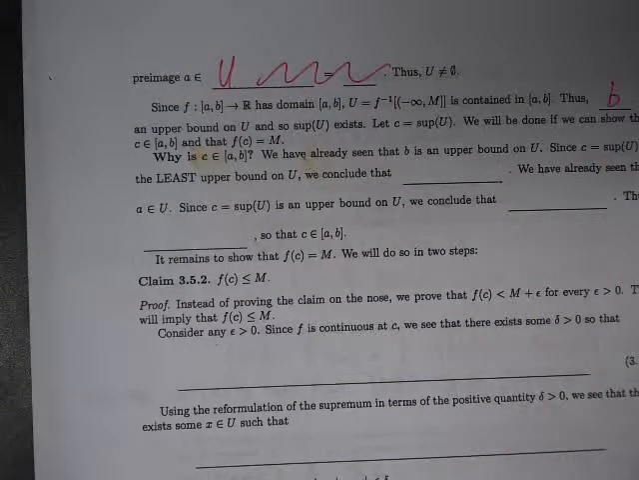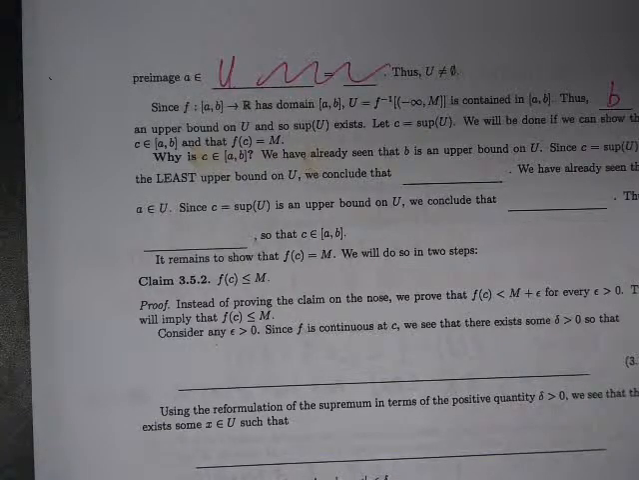Let's talk through it. What upper bound do we already know this set has? B. And C is supposed to be the least upper bound, so what inequality can you deduce from that? C is less than or equal to B. We also know that A is in U, and C is supposed to be an upper bound on the set. So what inequality can you deduce from that? C is greater than or equal to A. That's everything you need for C to be in the interval from A to B.